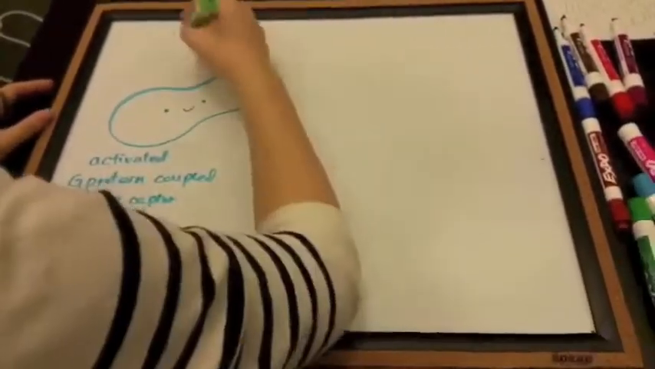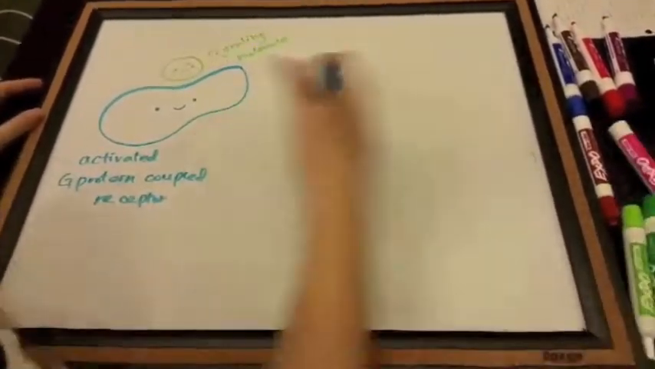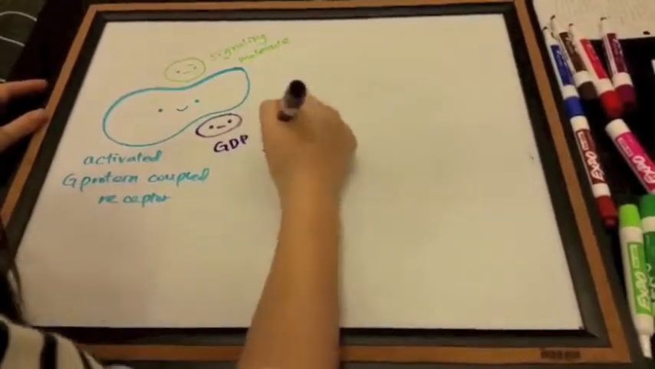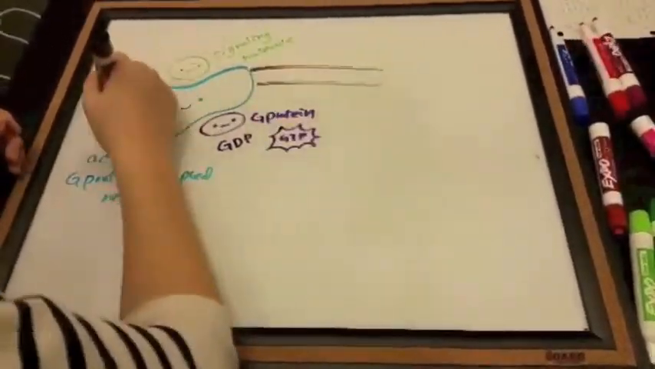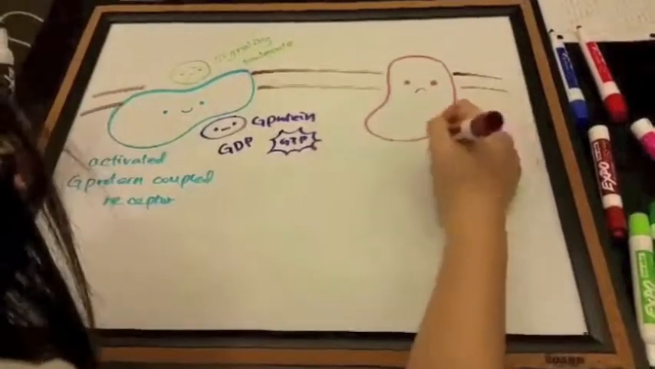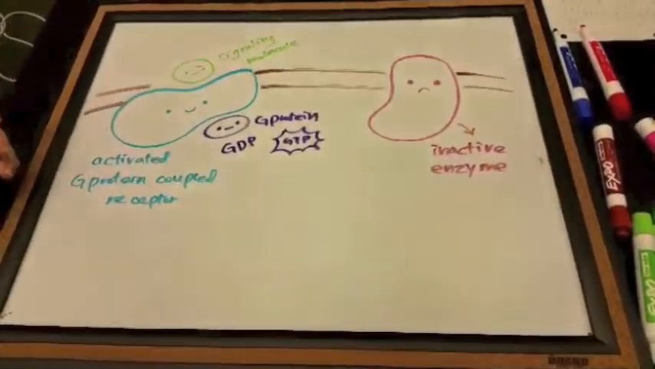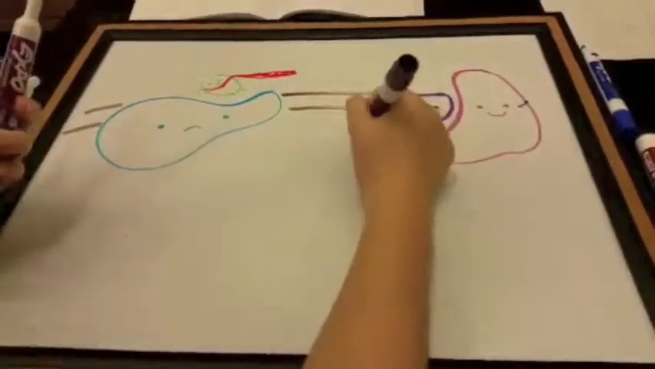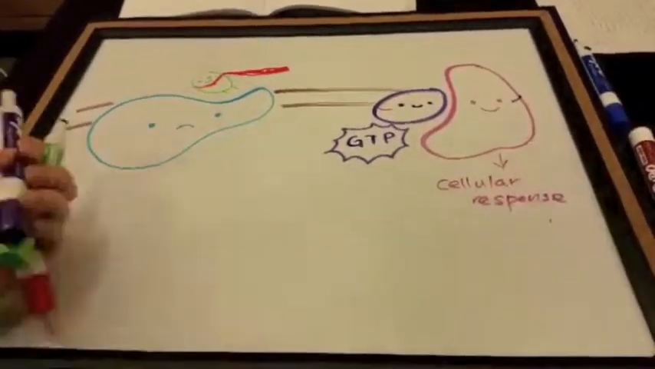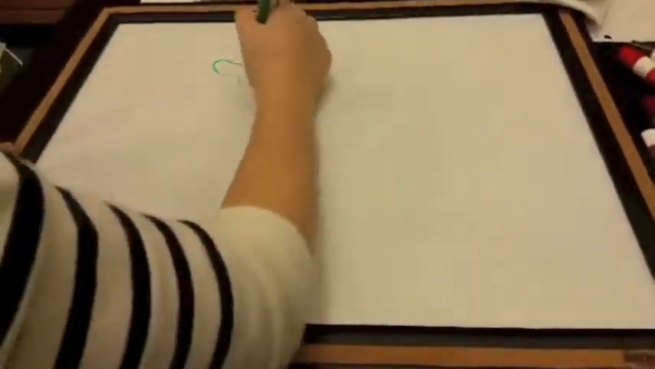Here are some examples of a plasma membrane receptor. A G protein coupled receptor helps bind ligands to a G protein. This causes GTP to displace GDP and activates the G protein. Next, the G protein activates an enzyme, leading to a certain cellular response.